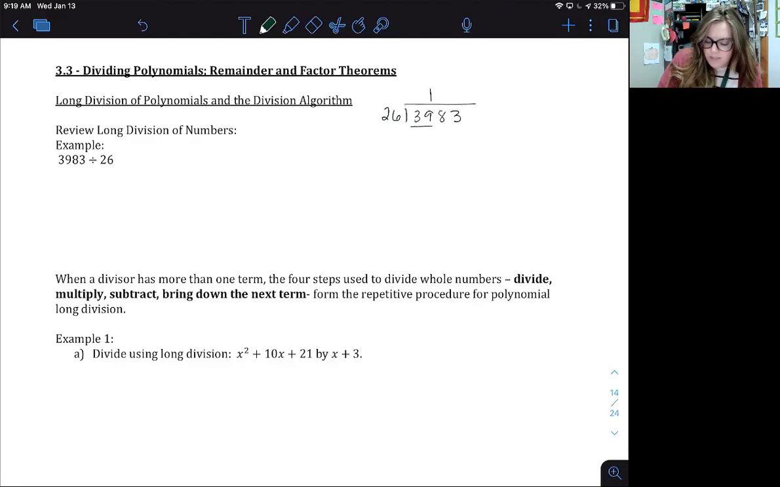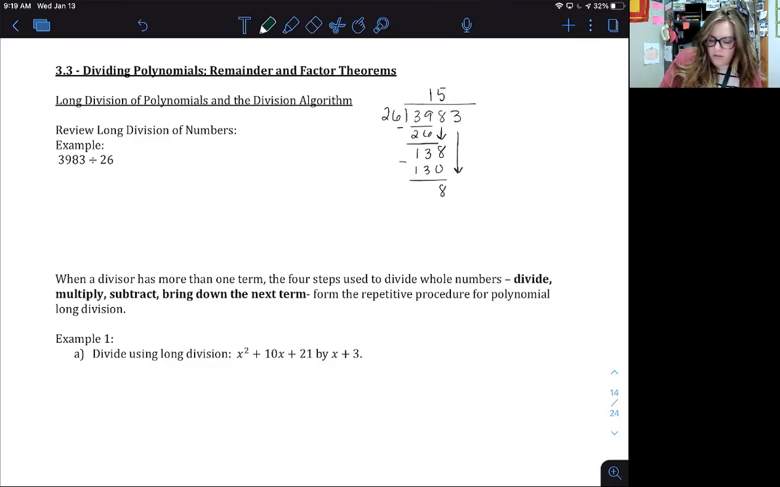1 times 26 is 26. And then subtract. We get 13. And then bring down our next term. So now we want to look how many times does 26 go into 138? And we get 5. And 26 times 5 gives us 130. Subtract, and we're left with 8.